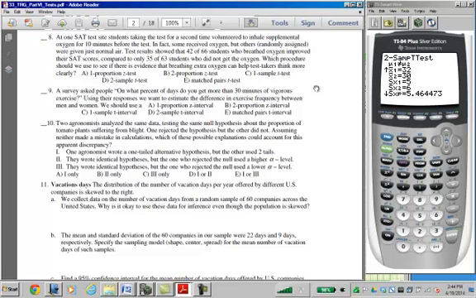Two agronomists analyzed the same data, testing the same null hypothesis about the proportion of tomato plants suffering from blight. One rejected the hypothesis, but the other did not. Assuming neither made a mistake in calculations, which of these possible explanations could account for this discrepancy? One agronomist wrote a one-tailed alternative hypothesis, but the other used two tails. All right, that could definitely do it.